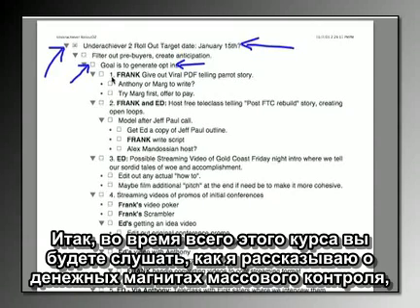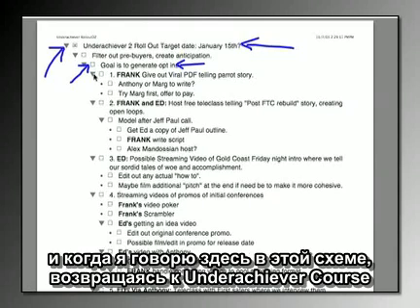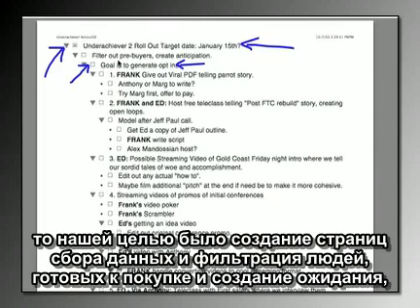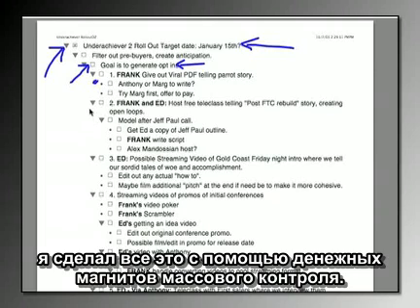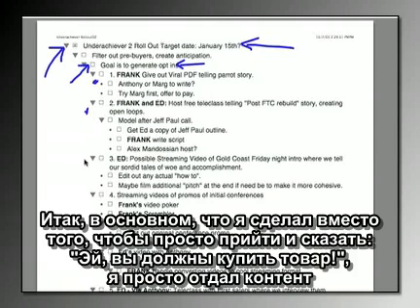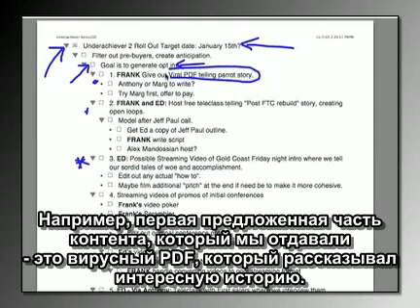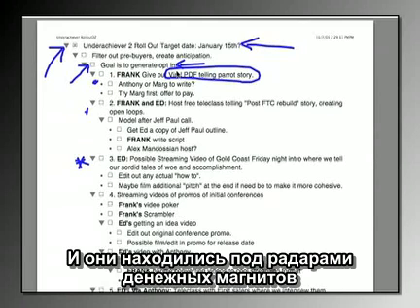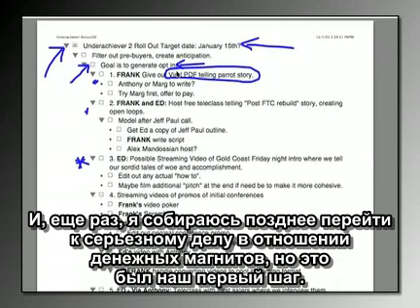So throughout this course, you're going to hear me talk about mass control money magnets. And when I say in this outline, going back to the Underachiever thing, that our goal was to generate opt-ins and to filter out pre-buyers and create anticipation, I did all of this with these, which are mass control money magnets. So basically, instead of just coming out and saying, hey, you've got to buy stuff, I'm just giving away content. For example, the first proposed piece of content that we gave away was a viral PDF that told the Perez story. I ended up changing that, and I'll give you the actual PDFs and go over them later in the course, but we did give out 2 viral PDFs, and these were under the radar money magnets. Again, I'm going to go into greater detail on money magnets later, but that was our step 1.